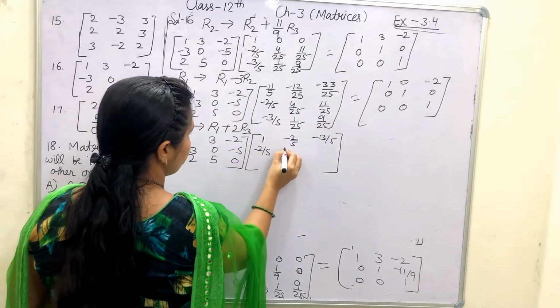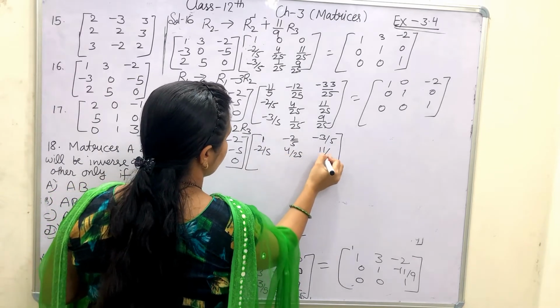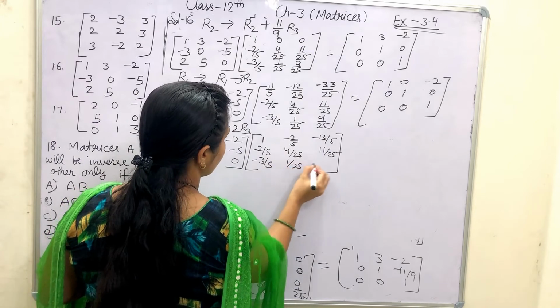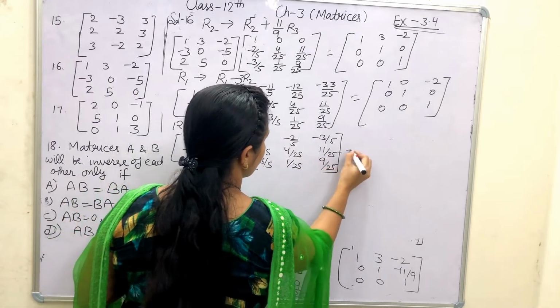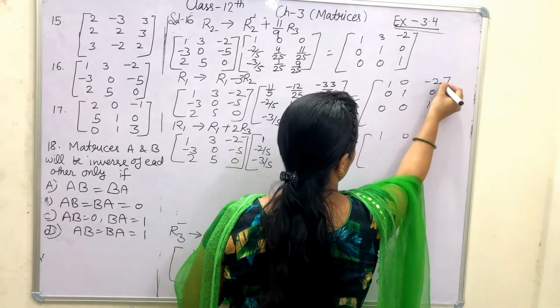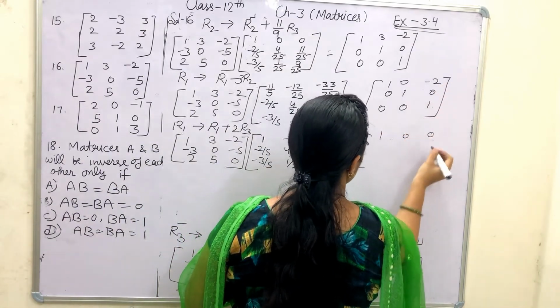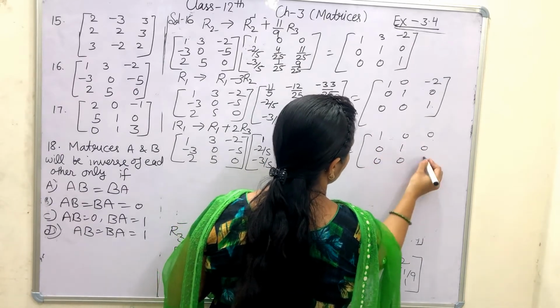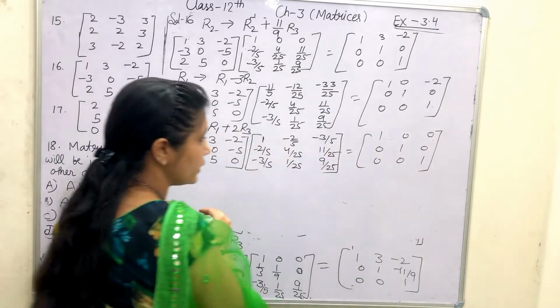Minus 2 by 5, 4 by 25, 11 by 25, minus 3 by 5, 1 by 25 and 9 by 25. This becomes 1, 0, minus 2 plus 2, that is 0. 0, 1, 0, 0, 0, 1. Here we make our identity.